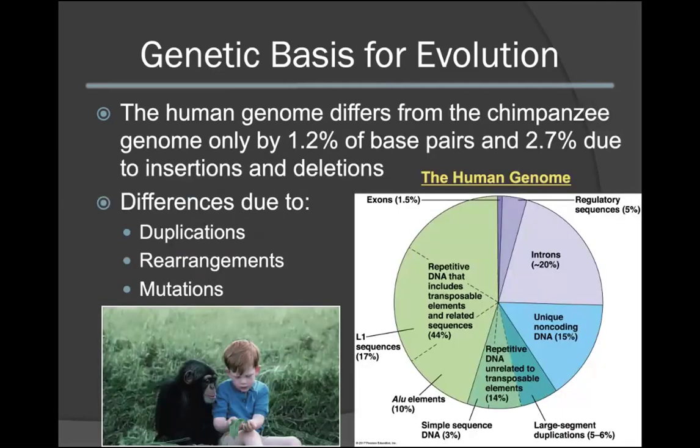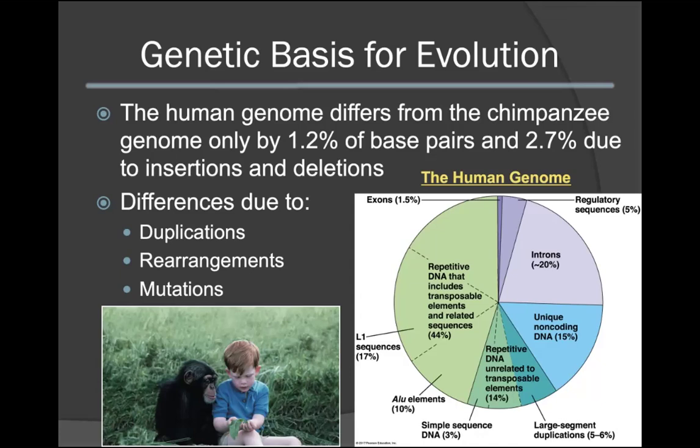The following example demonstrates how small differences within genomes can cause a large amount of diversity. If we examine the human and chimpanzee genomes, we note that they differ by only 1.2% of their base pairs, and 2.7% are due to insertions and deletions. Many of these differences are due to duplications of genetic sequences, rearrangements of sequences within a chromosome or between chromosomes, as well as mutations. The diagram to the right gives you an overview of what the human genome consists of.